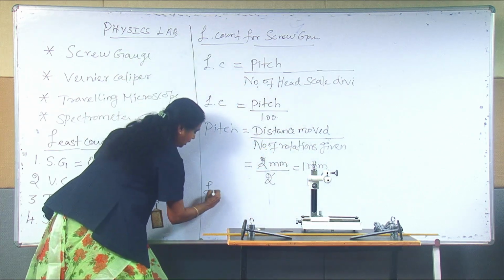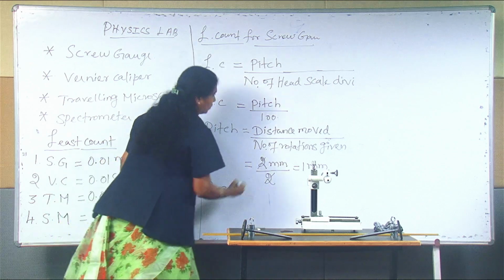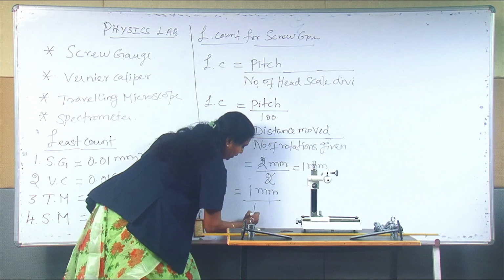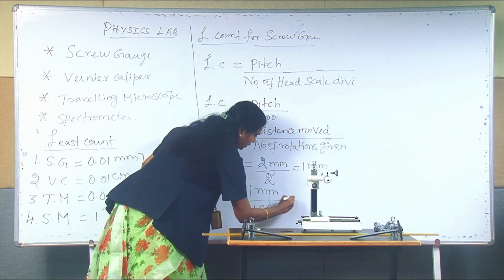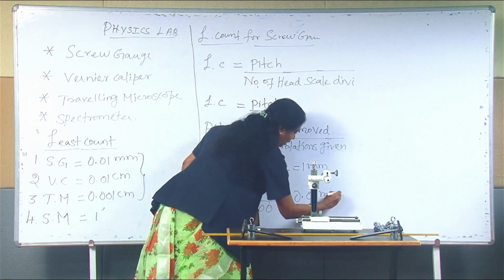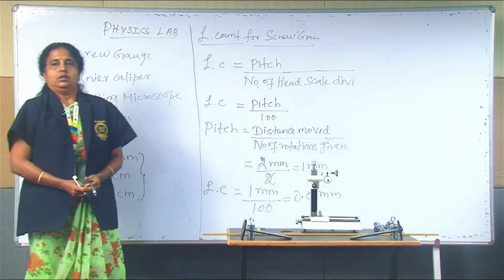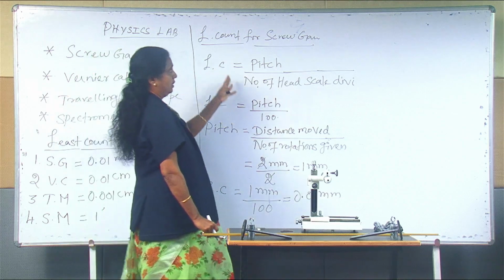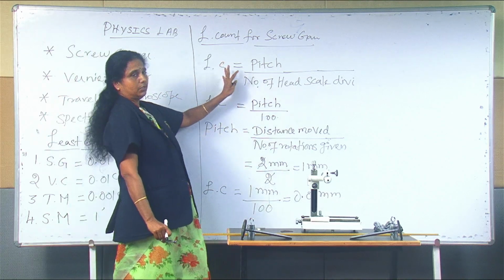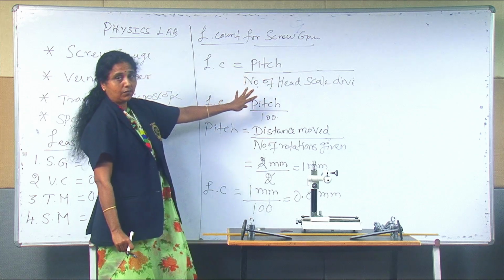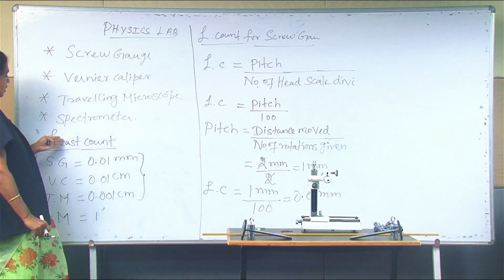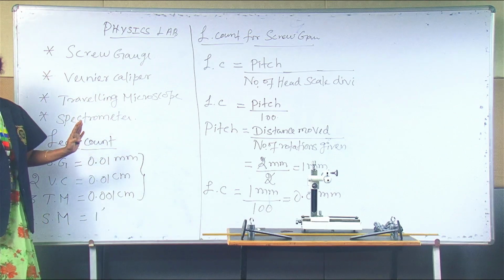So least count becomes 1 mm divided by 100, that is equal to 0.01 mm. So in this way you have to find the least count of the screw gauge. You know the least count formula; this is the only apparatus having a different least count formula. The remaining 3 have the same least count formula.